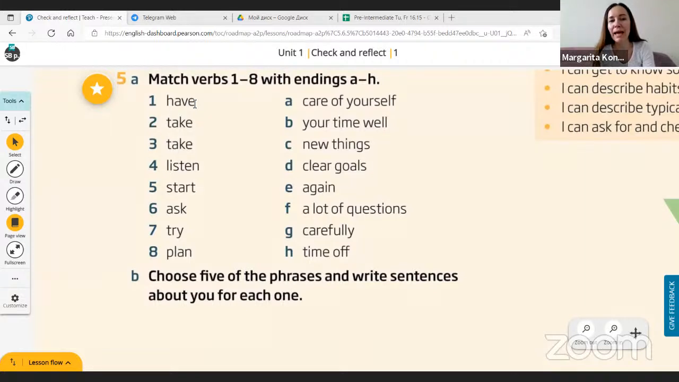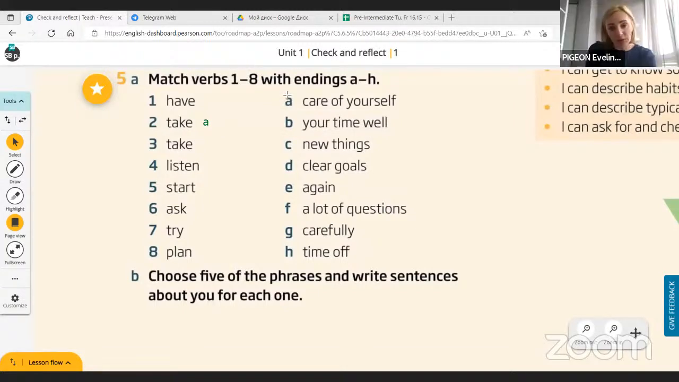So, for example, have, what do you have? What letter? Have your time well. Wait. Have your time well for some reason. But it doesn't fit. Okay, let's look what is to. We will check the next one. Take care of yourself. Okay. Take clear goals. It doesn't fit. No.